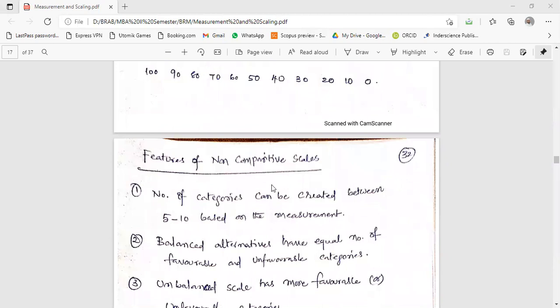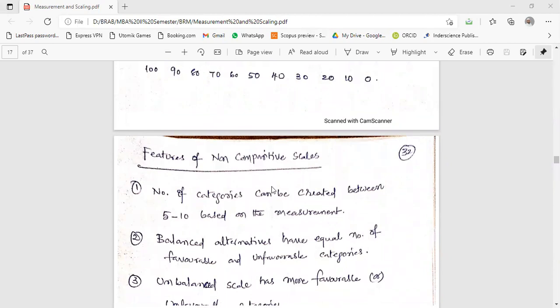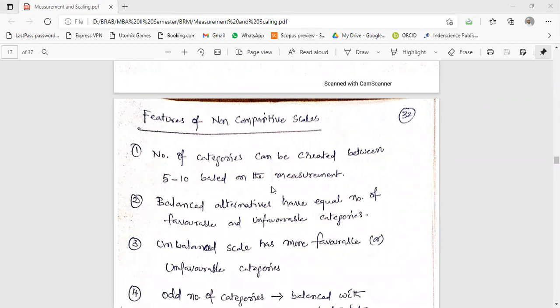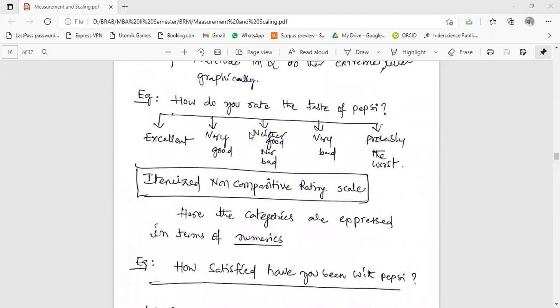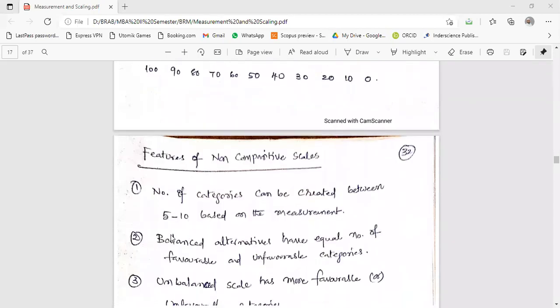Next, there are certain features for the non-comparative scales. The number of categories can be created between 5 to 10 based on the measurement. So minimum 5, maximum 10. You should not write 20 or 30 attitudes. Here, see, I have written 5 attitudes. If you want to add one more, outstanding like that, or before the worst, very worst, like that. So only between 5 and 10, not more than that.